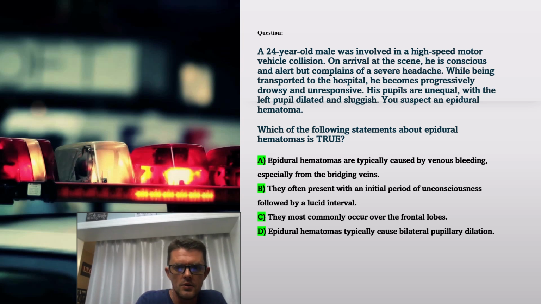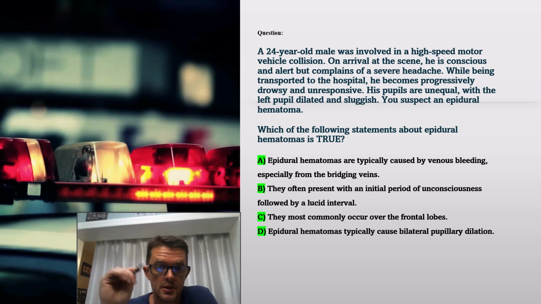All right, guys. So first question up: 24-year-old male was involved in a high-speed motor vehicle collision. Okay, so traumatic. So that kind of nixes the subarachnoid, right? On arrival at the scene, he is conscious and alert, but complains of severe headache. Okay, so that could be subarachnoid, right? While being transported to the hospital, he is progressively drowsy and unresponsive. His pupils are unequal with the left pupil dilated. So sounds like epidural, but again, still could be subarachnoid.